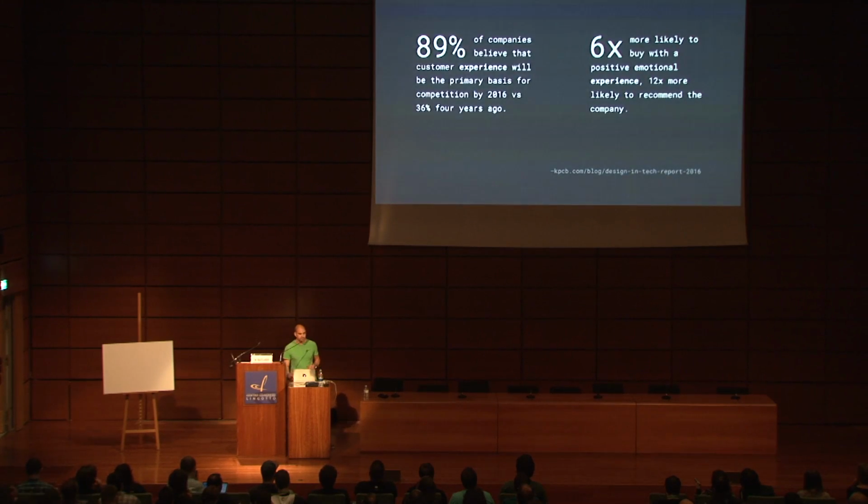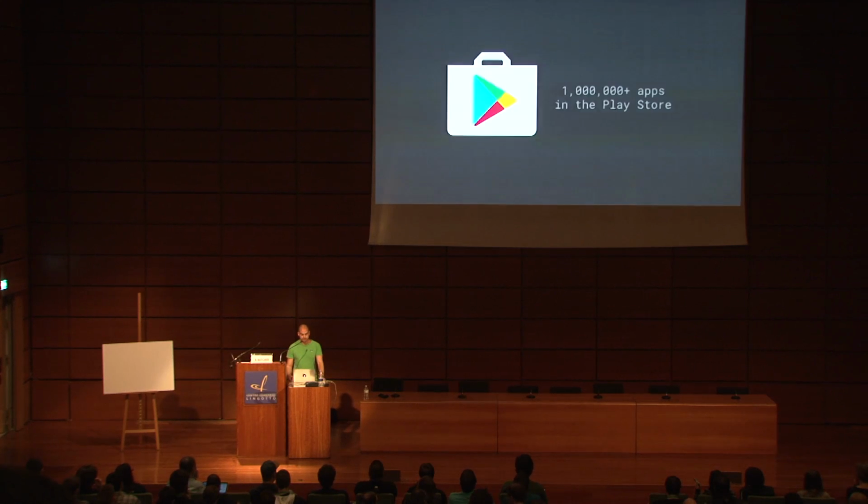These are some stats from a VC in San Francisco saying that companies are considering design as a differentiator. This is how they're going to make their products stand out, how they're going to grow, how they're going to get people to really enjoy and share their love of your products. In the Play Store, there are over 1 million apps. How do you stand out? Design is becoming one of those differentiators.